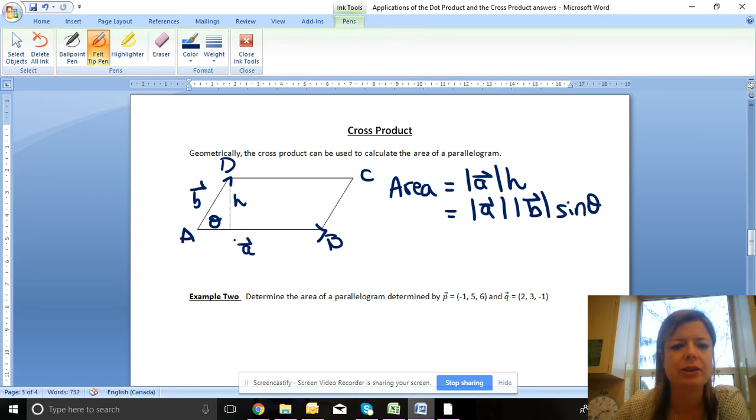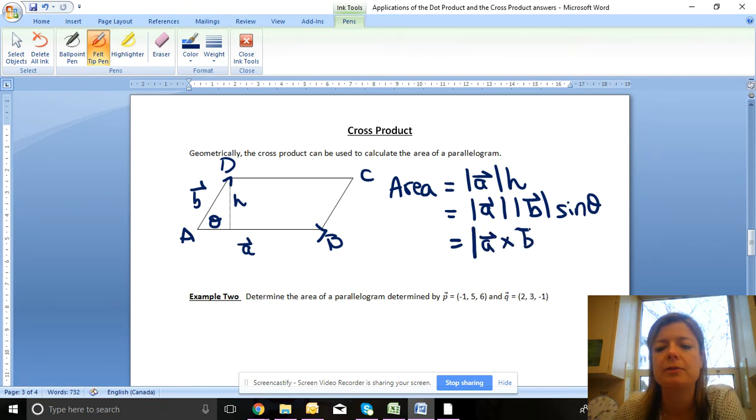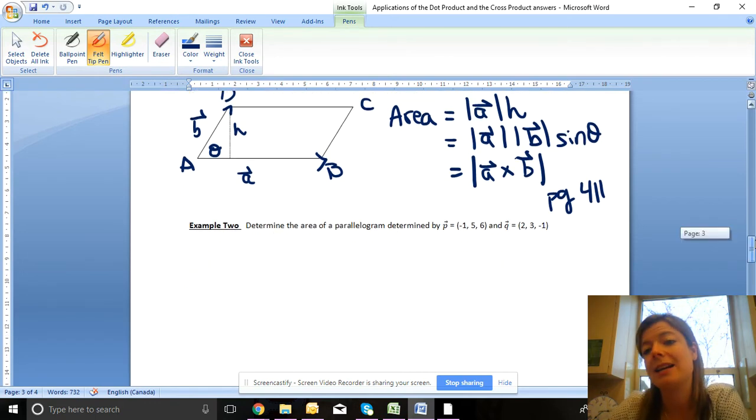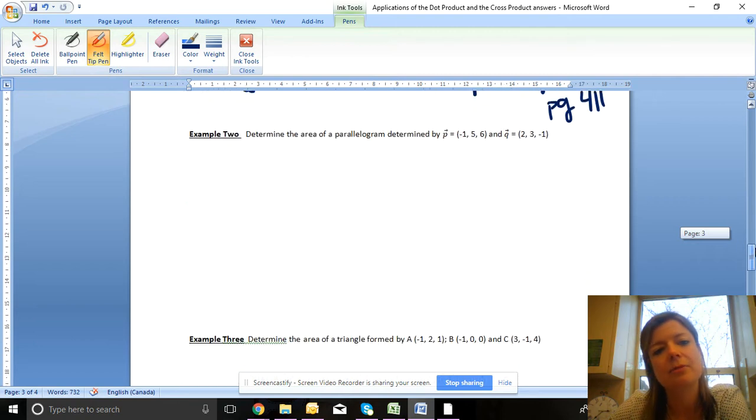Okay, that's just rearranging SOHCAHTOA in this. So there is a proof that the magnitude of A times the magnitude of B times sine theta is actually the magnitude of the cross product between those two vectors. Crazy, I know. But if you want to go to page 411, there is the proof of how this is determined, if you don't believe me. AB sine theta is the magnitude of the cross product.